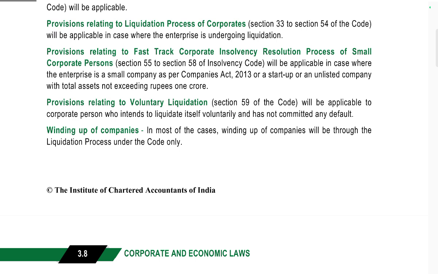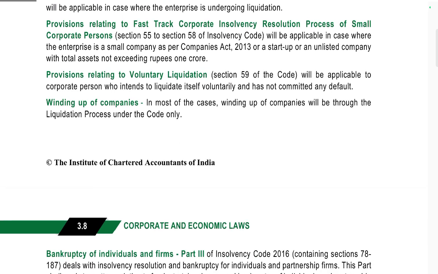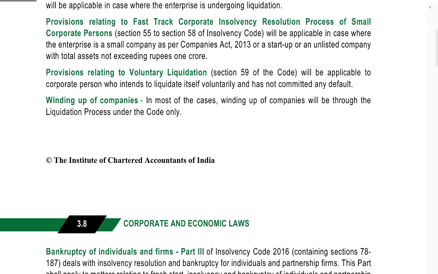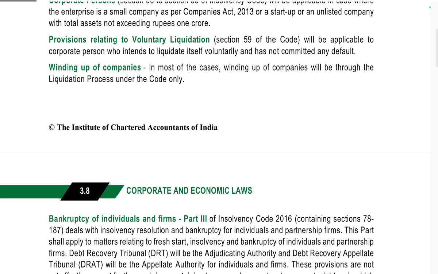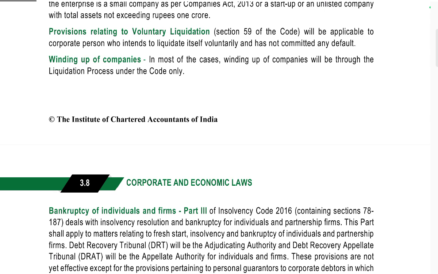The provision of voluntary liquidation, Section 59 of the Code, will be applicable to a corporate person who intends to liquidate itself voluntarily and has not committed any default. Winding up of a company: in most cases, winding up of the company will be through the liquidation process under the Code only.